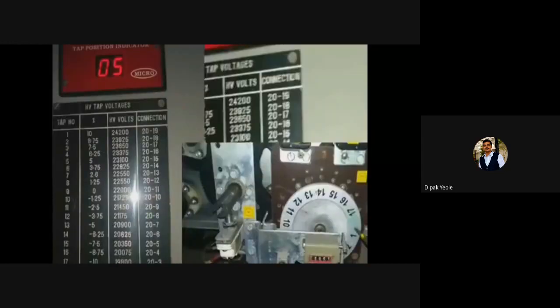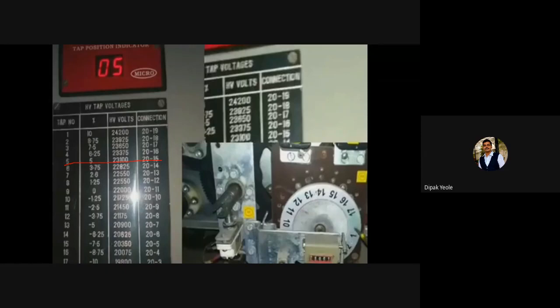Here, the real picture I have used. Here you can see the tap position indicator which shows 0 to 5 position, 5th number position, this position. They have given the high voltage tap voltages, so tap numbers are provided. Here you can see the percentage change. Here you can see the high voltage values, and here you can see the connections which are going to be made inside the transformer. Here you can see you have to use the 5th number tap. So 20 and 15 are connected, and this is the position of the manual tap changer.